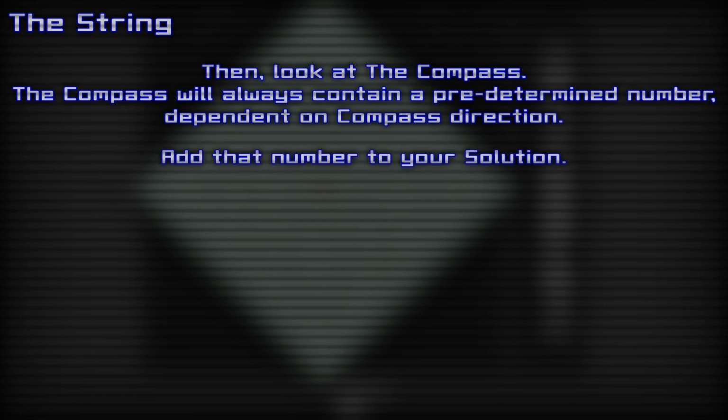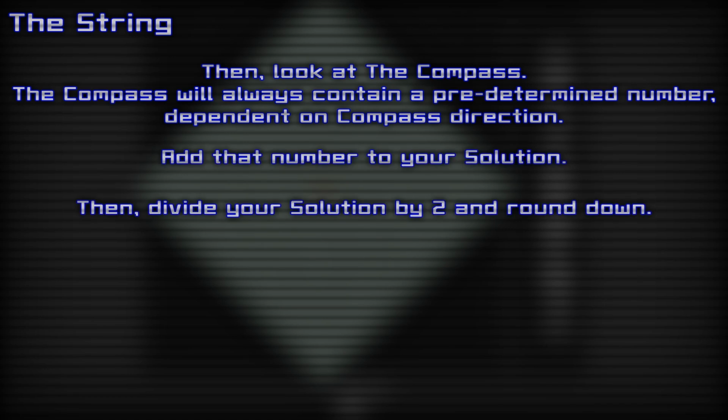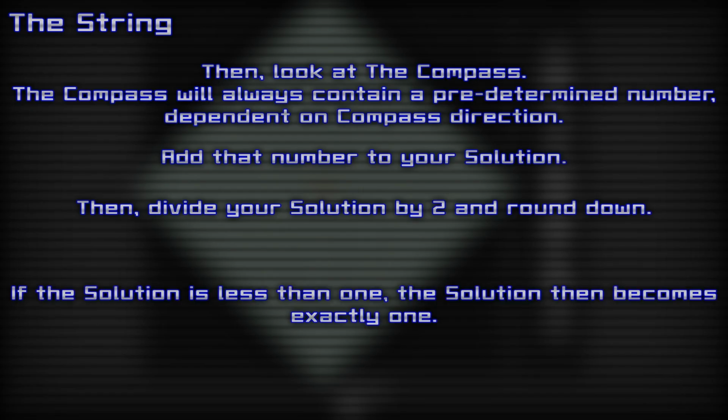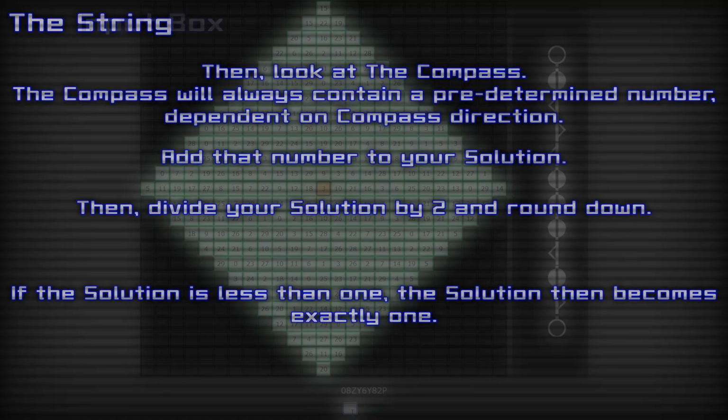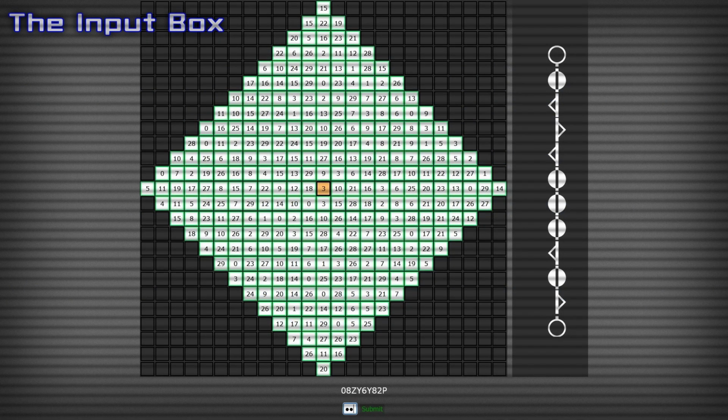Add that number to your solution. Then, divide your solution by 2 and round down. If the solution is less than 1, the solution then becomes exactly 1. The number you have now is your final solution. Enter your final solution in the input box provided.